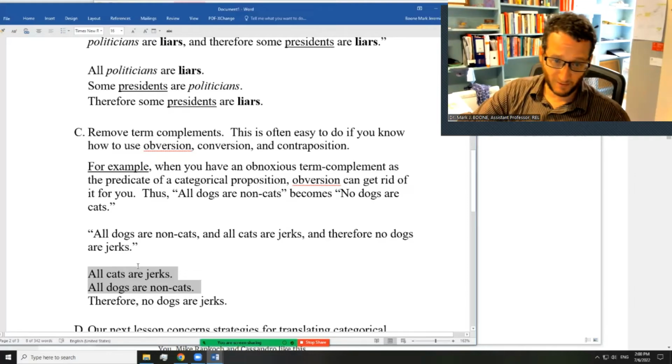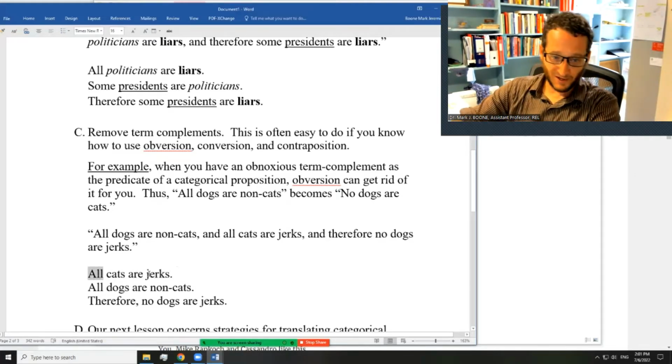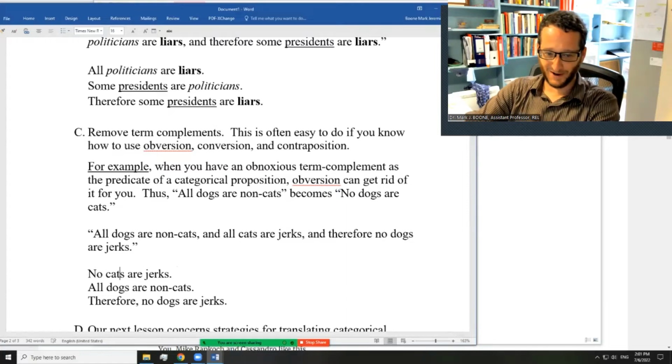Here's a terrible way to do it. You're going to use obversion. You could try using obversion on the first premise. No cats are non-jerks means the same thing as all cats are jerks.